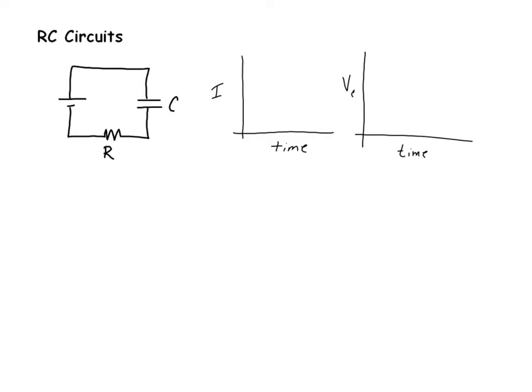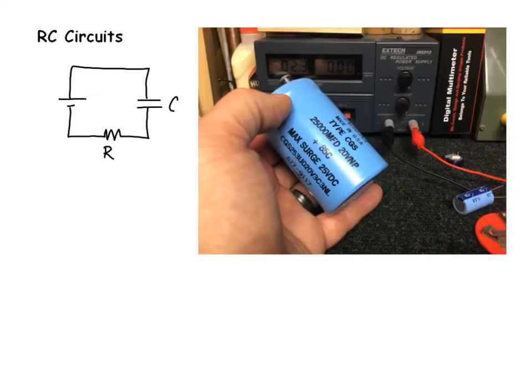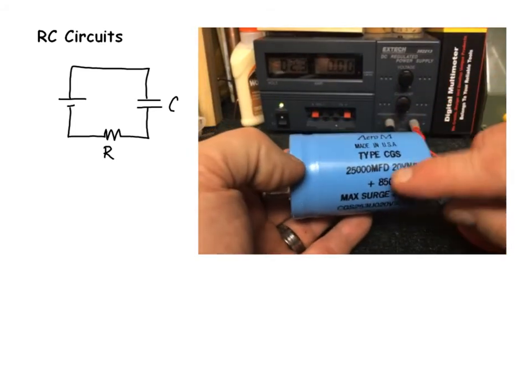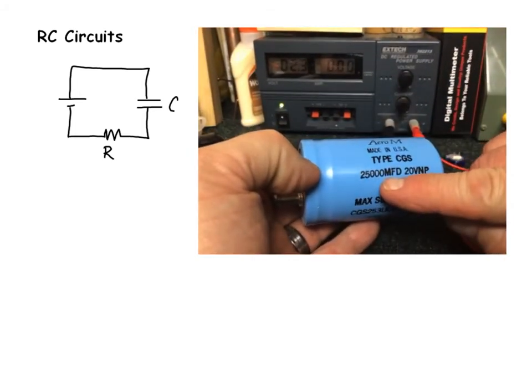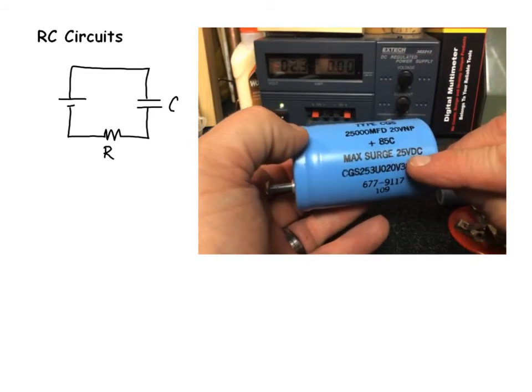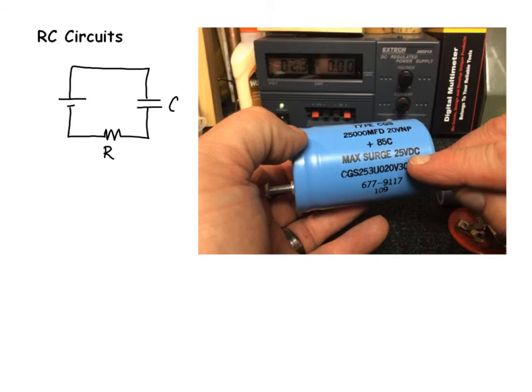All right, let's take a look at a capacitor in a circuit. Here's a capacitor. Its capacitance is 25,000 microfarads. And it also tells us the maximum amount of volts that we can connect to it.